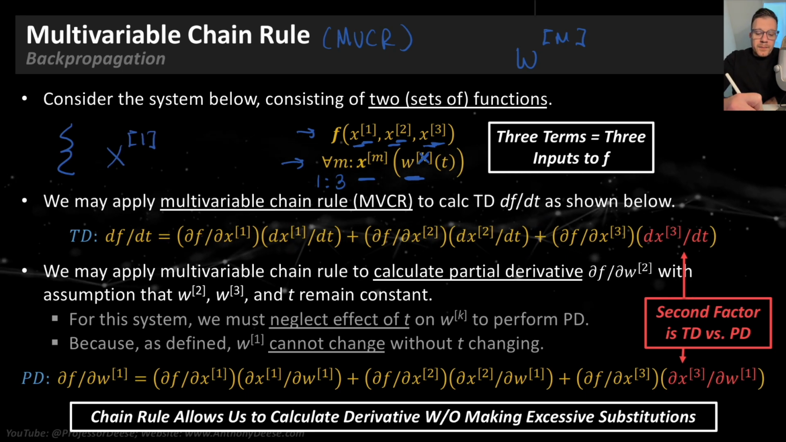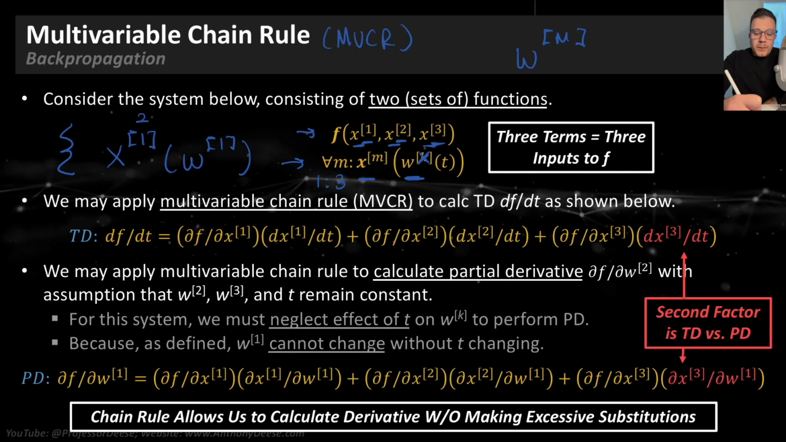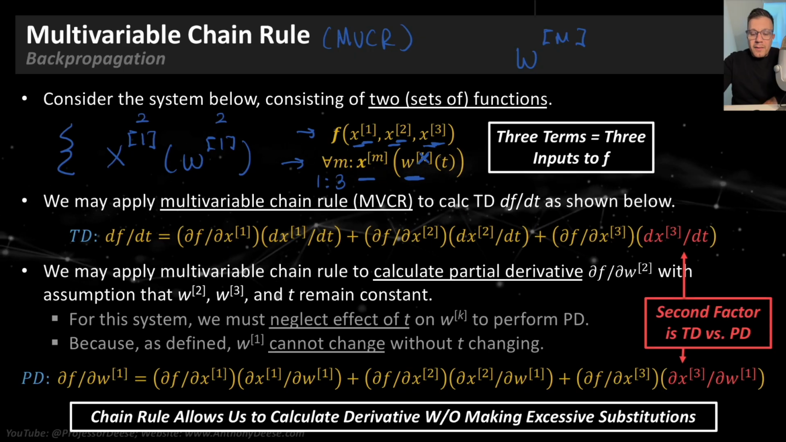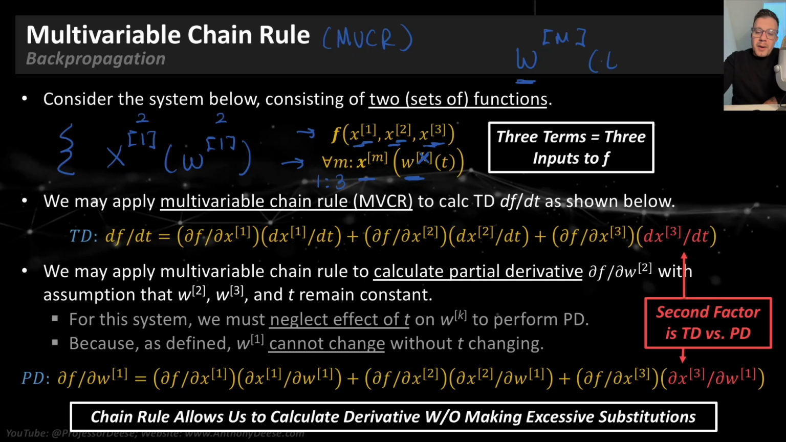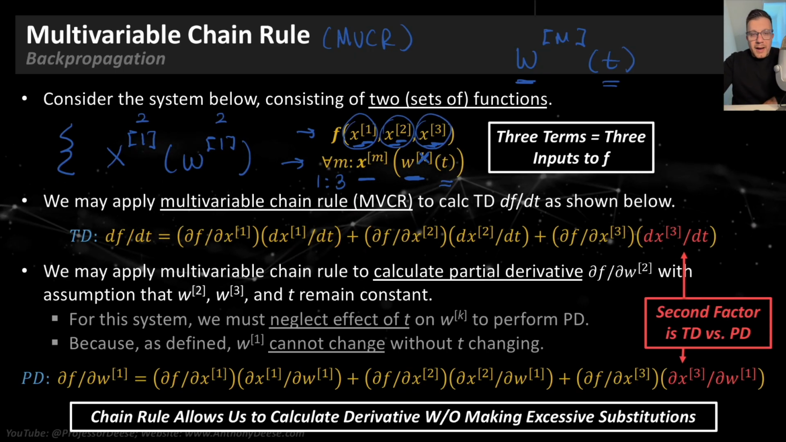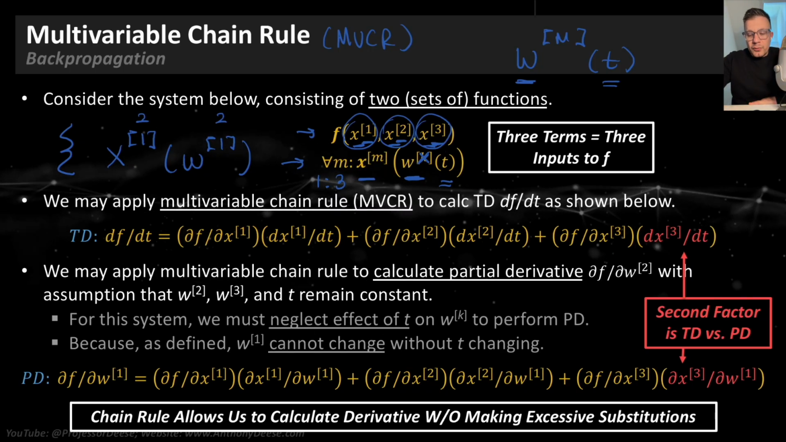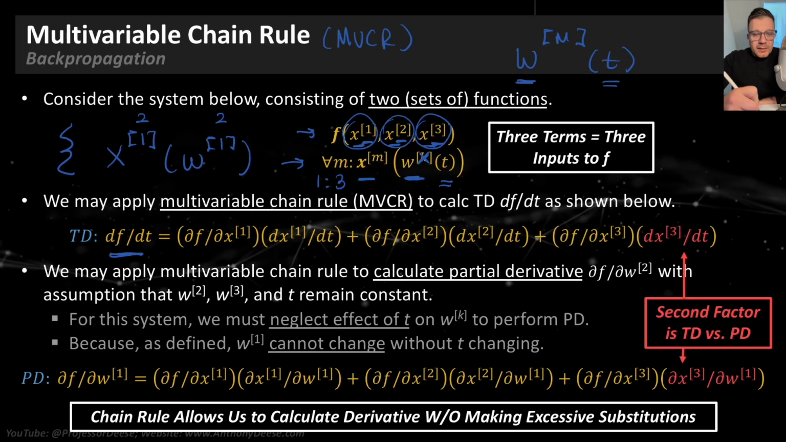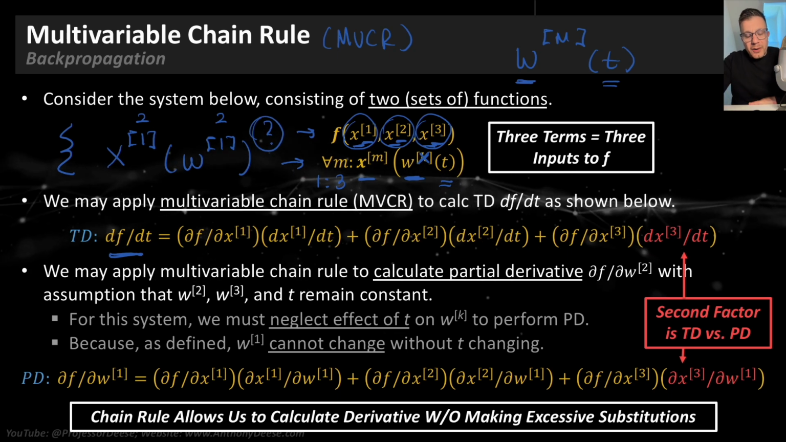X superscript 1 is a function of w superscript 1, x superscript 2 would be a function of w superscript 2. The last relationship or dependency that we have to be aware of is that all of these w input arguments or variables have a direct dependency on time, and this same time variable is shared by all 3 of the x1, x2, and x3 variables. We may apply the multivariable chain rule to calculate the total derivative df dt as shown below. So let's say we want to calculate the total derivative of f with respect to time, but we're not able to define it explicitly from the functions shown above.